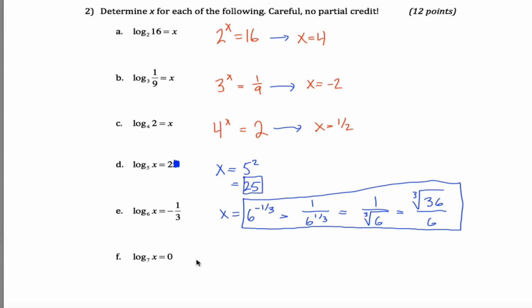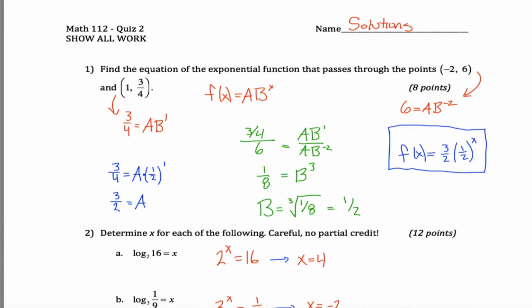And then finally down here, log base 7 of x equals 0. That is telling you that x is equal to 7 to the 0 power. And 7 to the 0 power is just 1. So x equals 1 would be my answer. So I guess that's it. That's all I've got on logs, and so that ends this quiz.